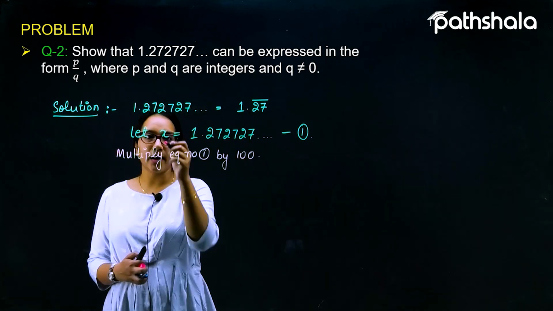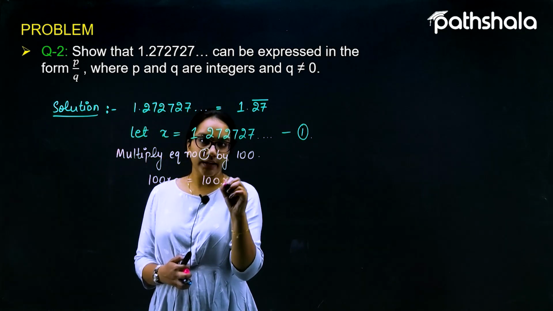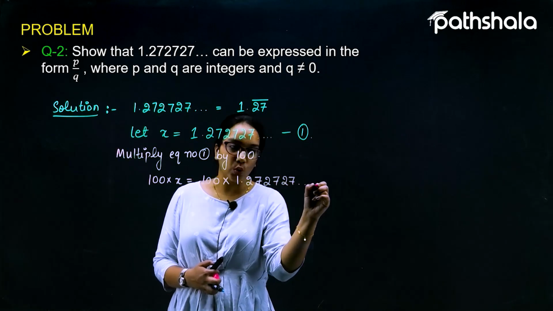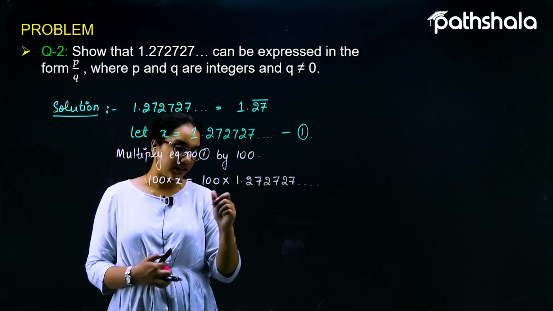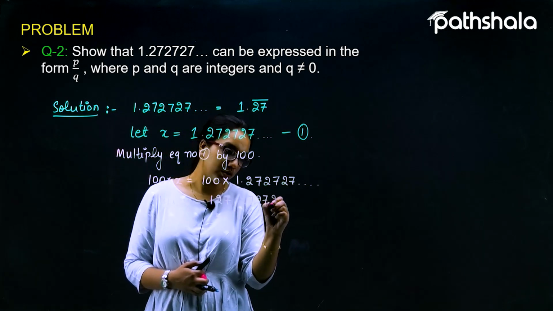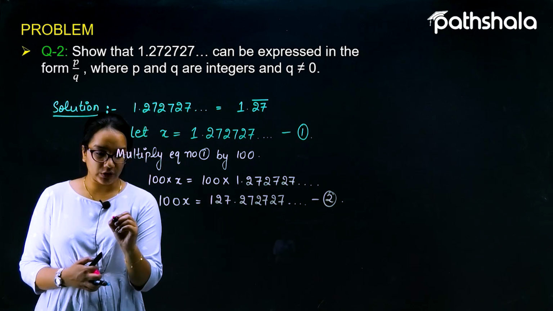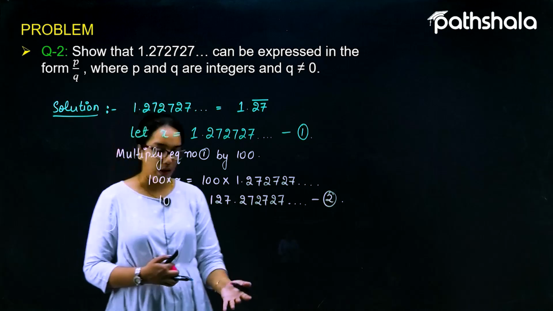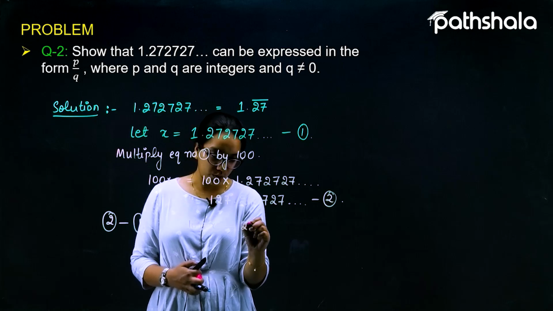So we are multiplying by 100, so it will be 100 into x, which is equal to 100 into 1.272727 and so on. So 100x is equal to, after solving it, 127.272727 and so on. I'm calling this equation number 2. Now the next step is to subtract the first equation from the second, 2 minus 1.